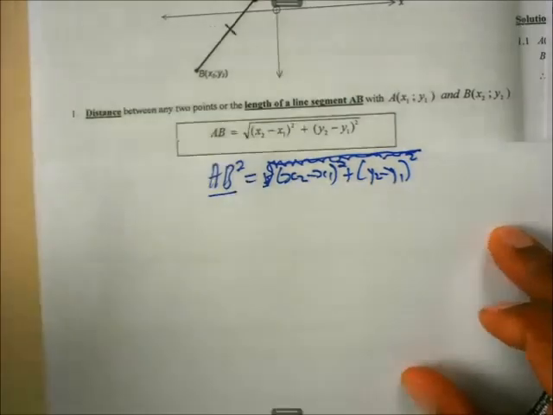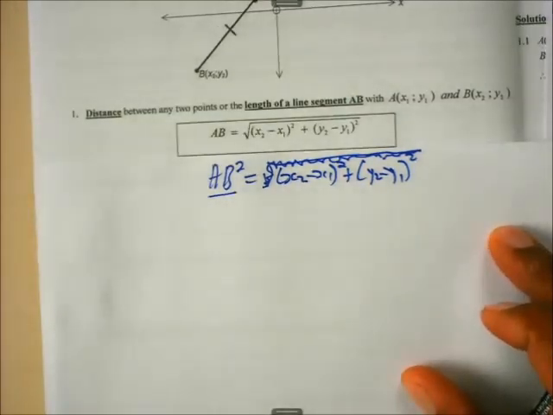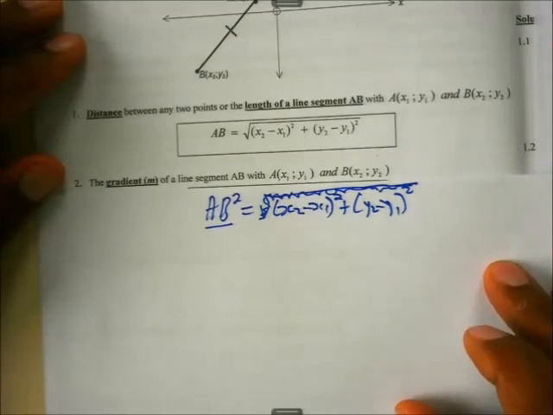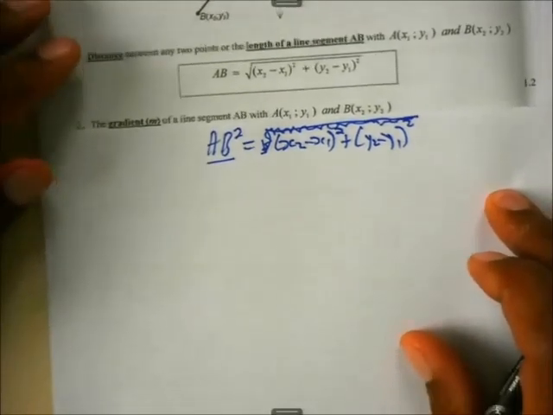The next thing that you must look at as well is, you must make sure that you have the coordinates of A as well as the coordinates of B. I think that is the first thing that you must look at.